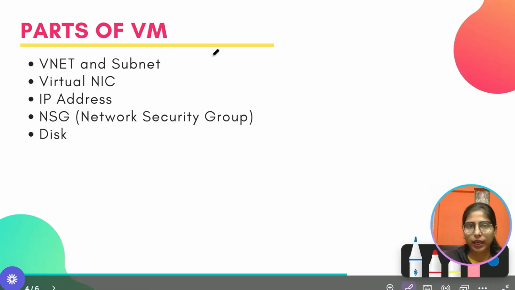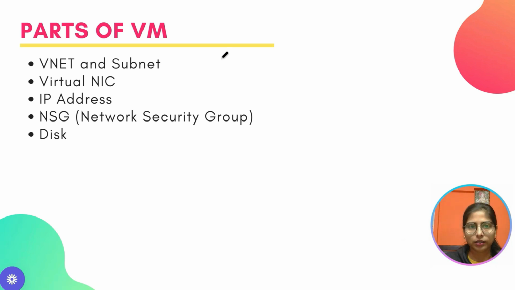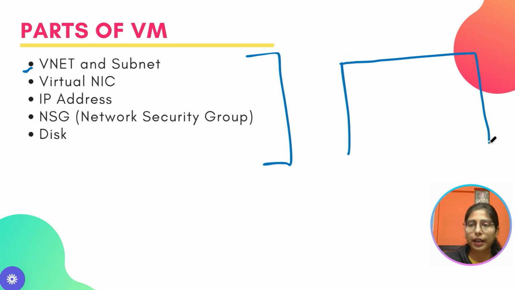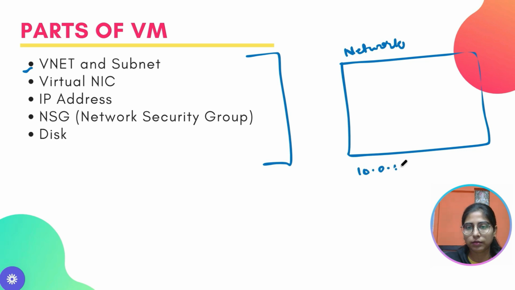Now, if you want to create a VM, you may need a lot of things such as VNet and subnet. So what is VNet and subnet? VNet is a virtual network. You know what a network is? It is a group of IPs, right? Let's say this network is in the range /16. Okay. To create a virtual machine, you first need to have a virtual network, and inside this network, you can create a virtual machine.